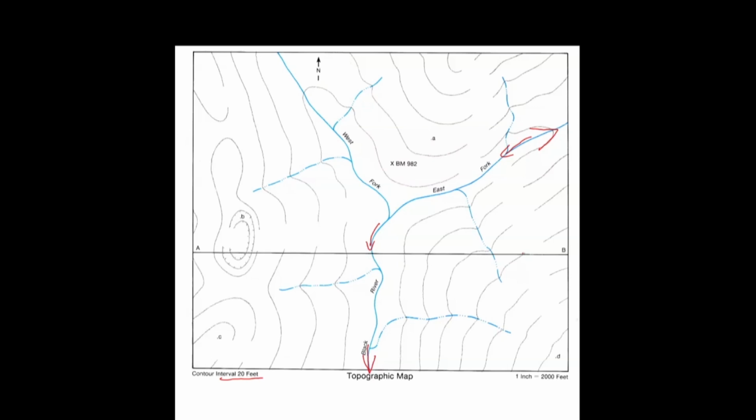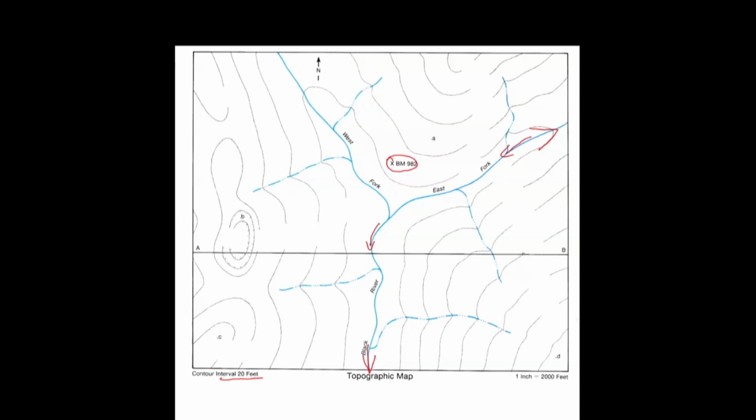And finally, probably most important, is the benchmark information that's on the map. The benchmark is a spot elevation that gives us the elevation of a certain point on the map. In this case, it's 982 feet above sea level. That gives us a reference point. We know that anything towards the creek has got to be a lower elevation, and anything above the creek is going to be a higher elevation than that.